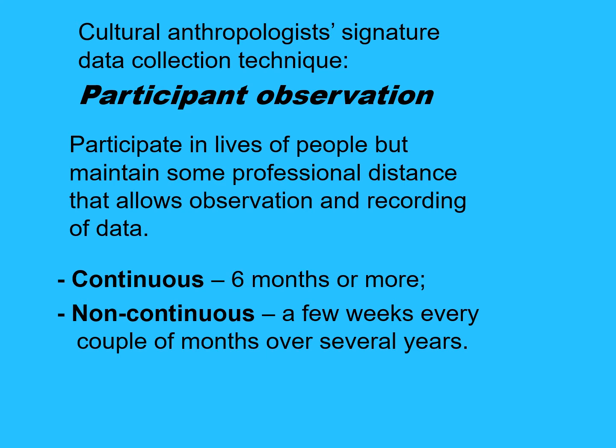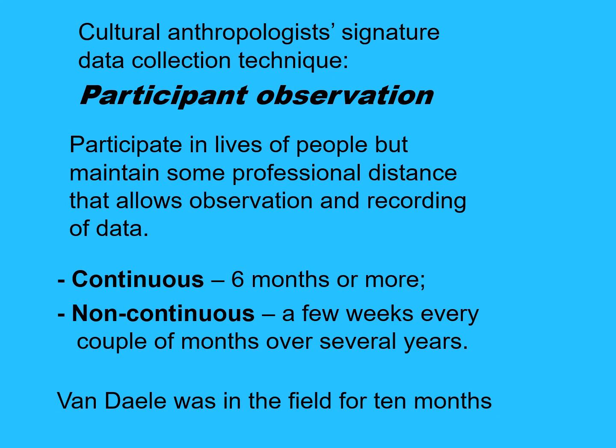Participant observation is either continuous, say for 6 months or more, or non-continuous. Maybe if you're trying to get at things that occur seasonally, you come in a few weeks every couple of months over several years. Van Daly, your reading for today, was in the field for 10 months.